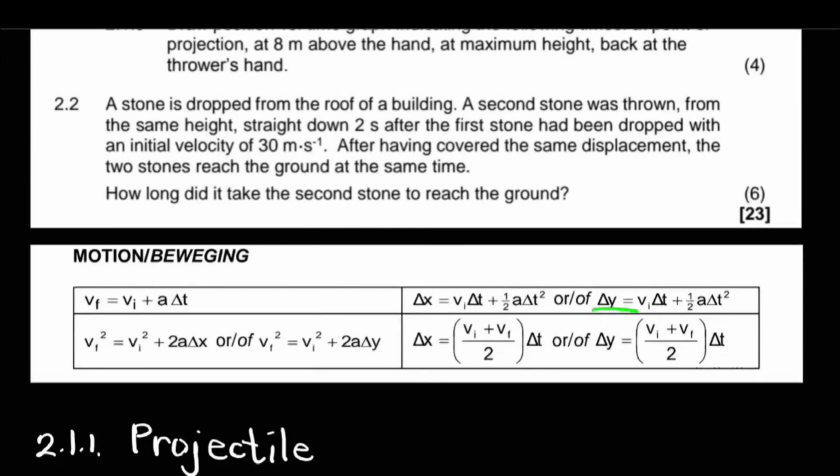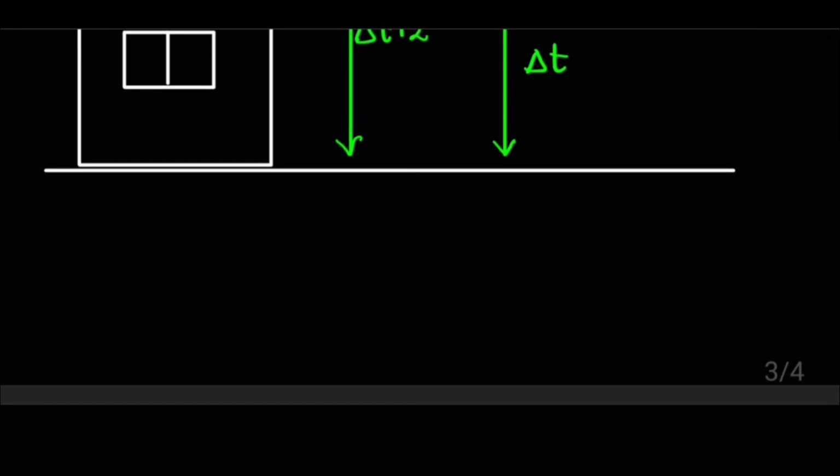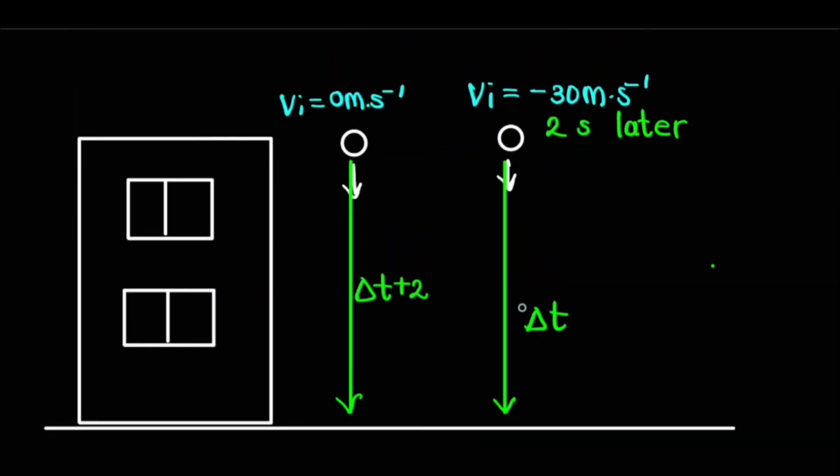That is going to be this formula, delta y is equal to VI delta t plus half a delta t squared. And just to remind ourselves, what exactly are we trying to calculate here? How long did it take the second stone to reach the ground? So we want to know the second stone that we have. We are solving for this delta t. That's what we want to calculate.